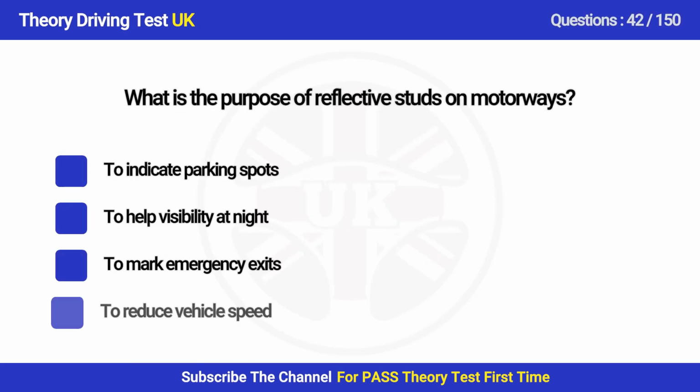Question 42. What is the purpose of reflective studs on motorways? A. To indicate parking spots. B. To help visibility at night. C. To mark emergency exits. D. To reduce vehicle speed.